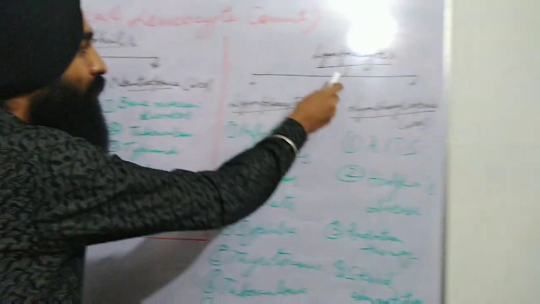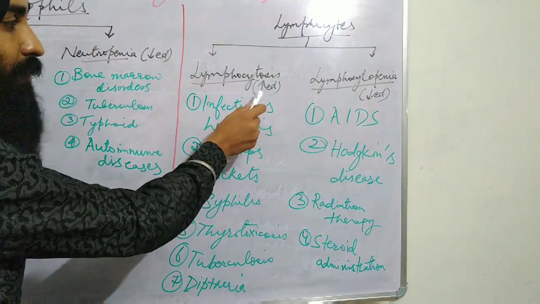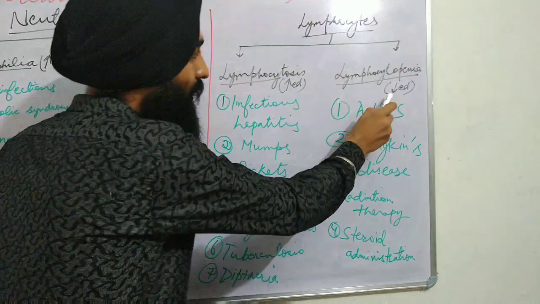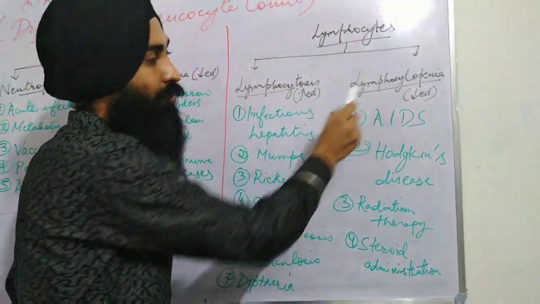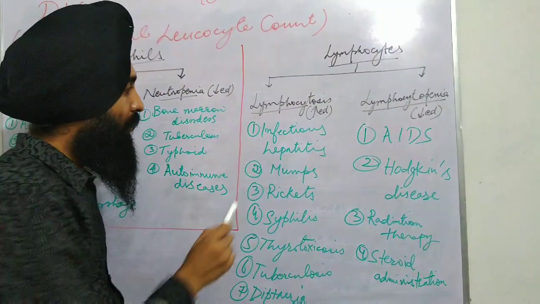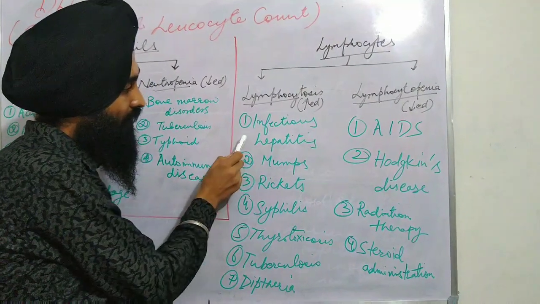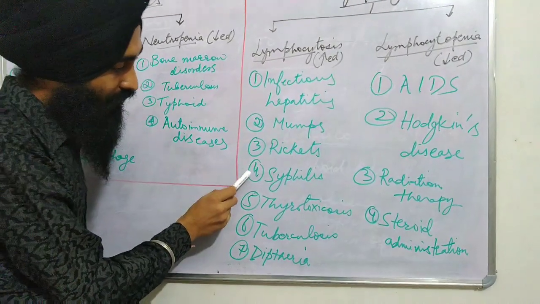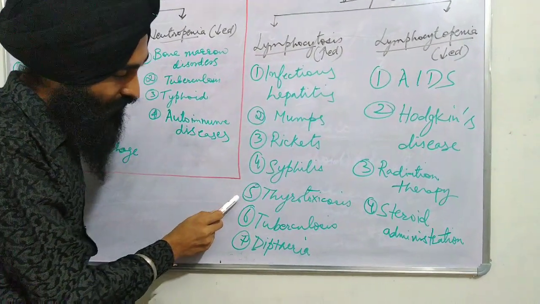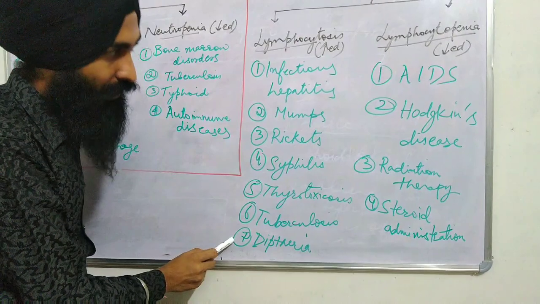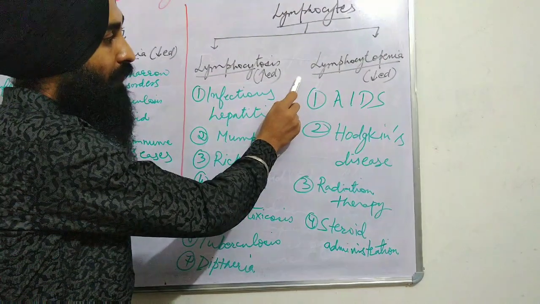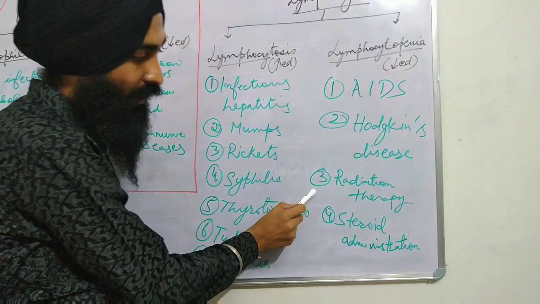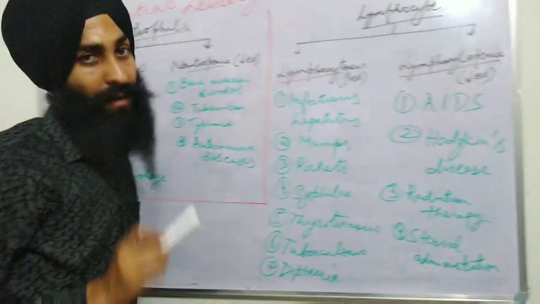Now let us move to the lymphocytes. If lymphocytes are increased, the condition is called lymphocytosis, and if they are decreased, the condition is called lymphocytopenia. Now lymphocytosis occurs in infectious hepatitis, mumps, rickets, syphilis, thyrotoxicosis, tuberculosis and diphtheria. And lymphocytopenia occurs in AIDS, Hodgkin's disease, radiation therapy, and steroid administration.